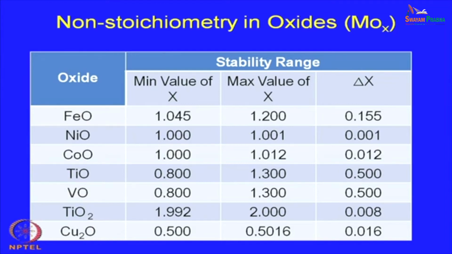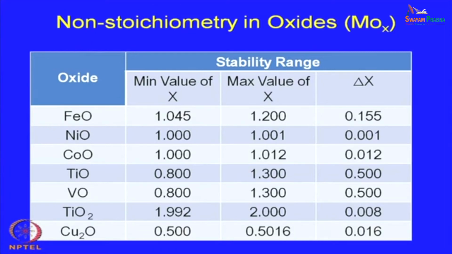So iron, the metal, is less than 1. So it is actually a metal deficient oxide. It is called a metal deficient oxide because oxygen is more, or sometimes it is also referred to as an oxygen excess oxide. So some of these transition metal oxides normally form either metal excess or metal deficient oxides.